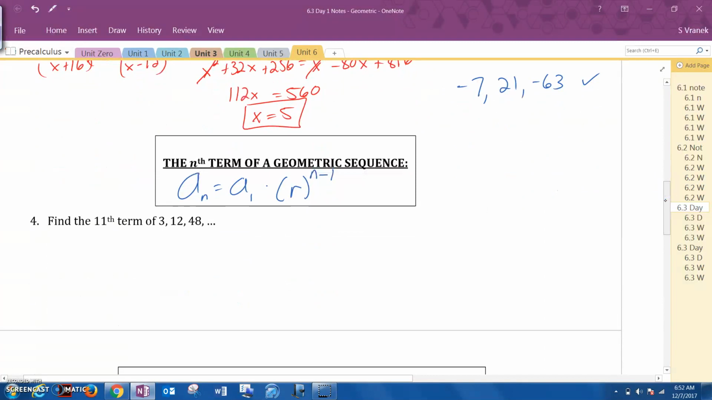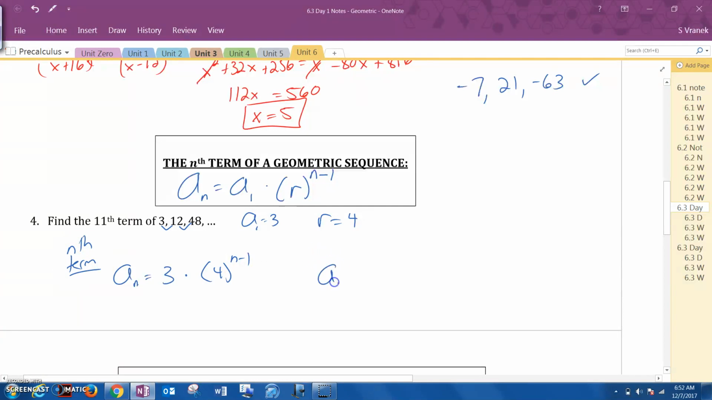Find the 11th term. So the first thing I need to do is recognize what kind of sequence this is and what I have. The first term is 3, and these are multiplying by 4, so r equals 4. So the nth term is 3 times 4 to the n minus 1. Do not multiply the 3 and the 4. You cannot do that. Please don't do that. This is not 12 to the n minus 1. It is just 3 times 4 to the n minus 1. So this would be called your nth term.